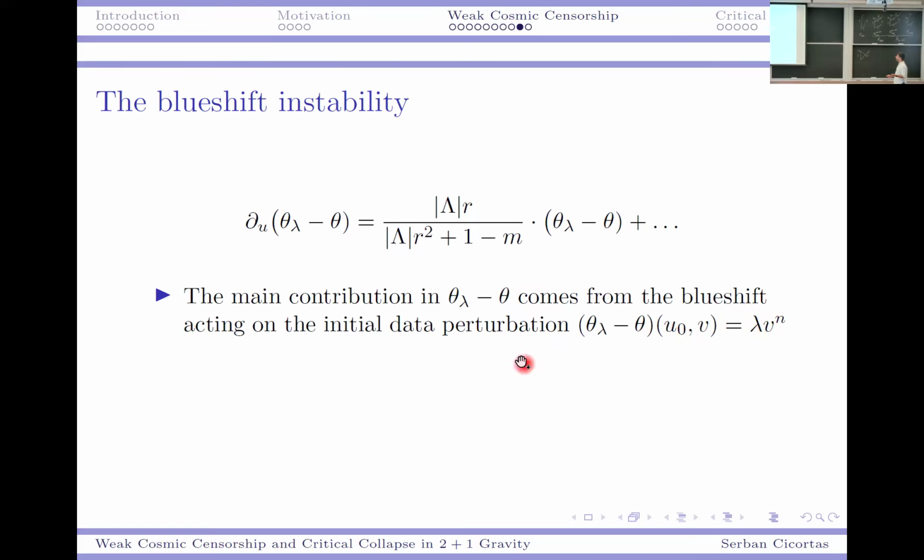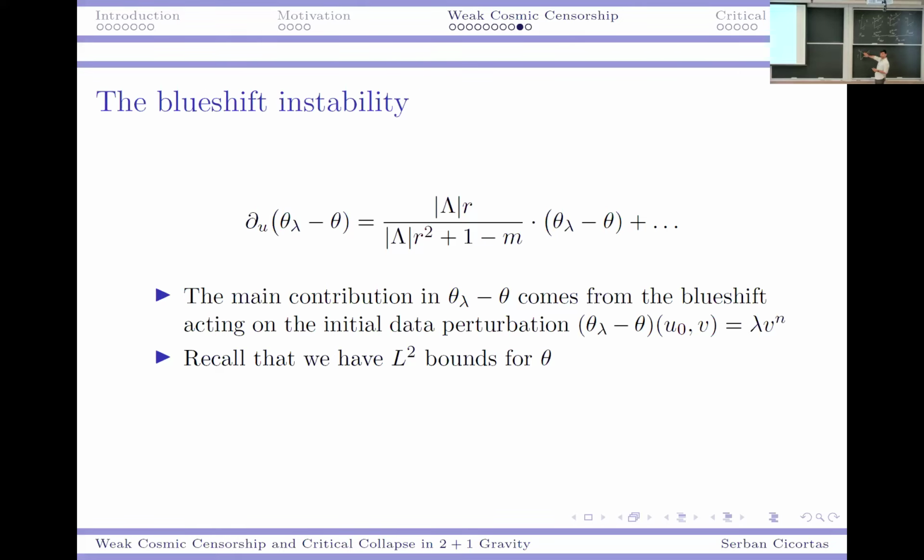Okay. And also keep in mind that the blue shift grows. So that means that theta lambda minus theta grows as well. If I measure this in L2, this thing is growing because of the blue shift. Okay, but I also said that if I just look at the locally naked singularity spacetime, this has no trapped surfaces.